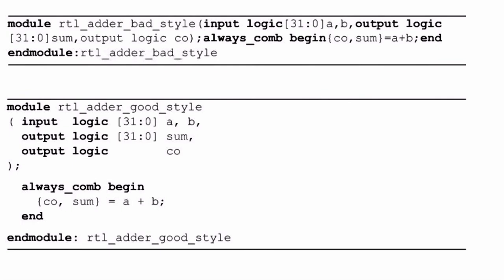So both versions of the code do the same thing, but the good example is far easier to read, debug, and maintain. By using proper spacing, indentation, and formatting, we make our SystemVerilog code cleaner, clearer, and more professional.